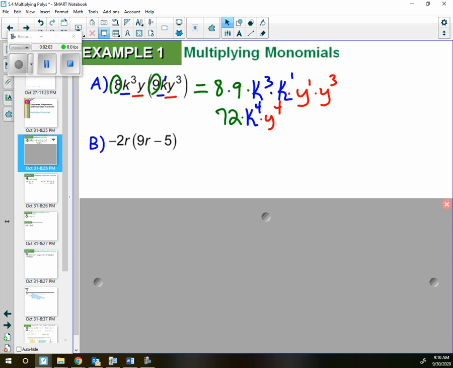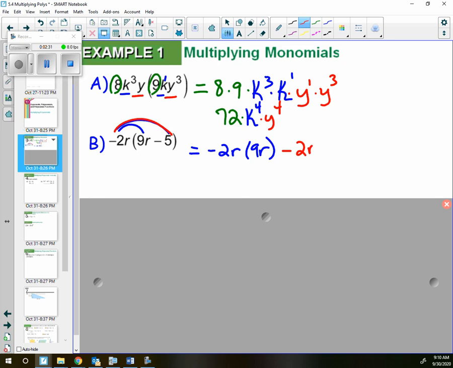All right, how about a monomial times, how many terms are on the inside here? Separated by that subtraction, 2. What do we call those two-term things? Binomial. So it means distributive property. We're going to multiply this negative 2r times everything on the inside. So negative 2r times 9r, that multiplication. And then we're going to do negative 2r times a negative 5, or a minus 5.